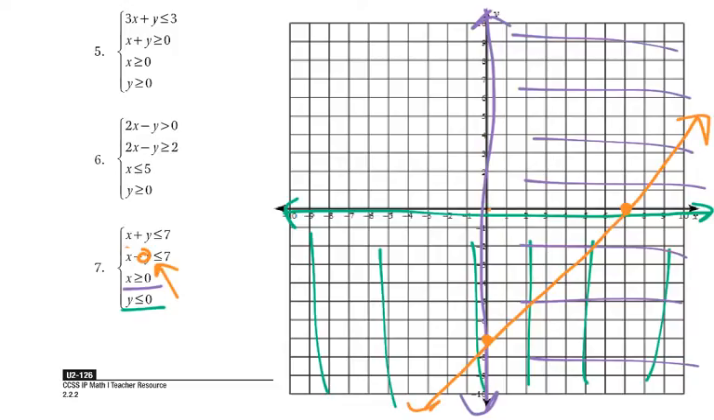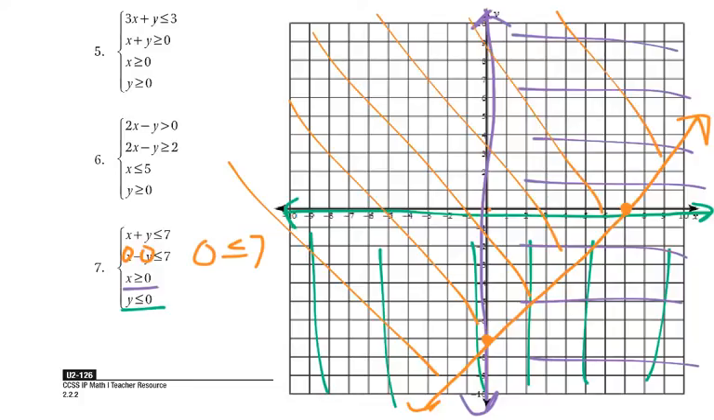Pick our test point 0, 0. 0 for x, 0 for y, 0 minus 0 is 0. Is 0 less than 7? It is, so we're shading that way. So you can see that triangle already starting to form.